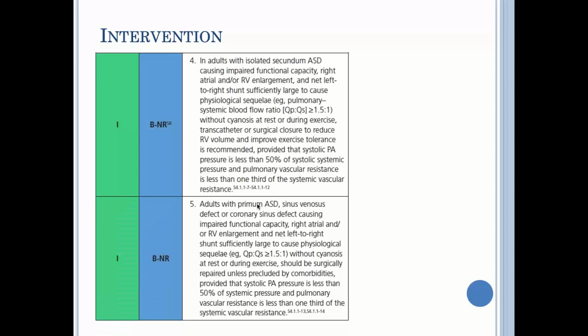And then another class 1 indication, similarly, would be adults with significant shunts and right-sided overload who also have functional impairment. I think here they've tried to capture those main features, but then also want to exclude things like Eisenmenger's or any significant pulmonary hypertension as well.